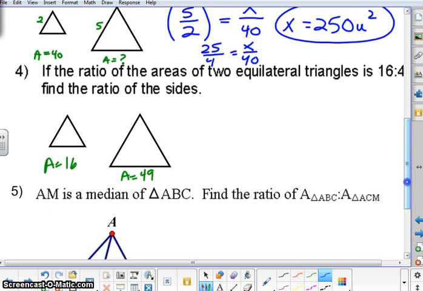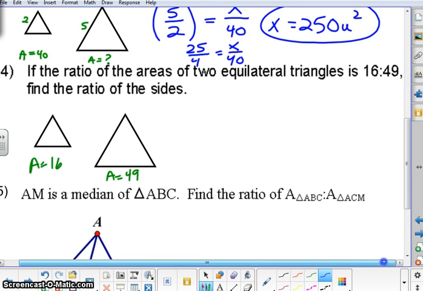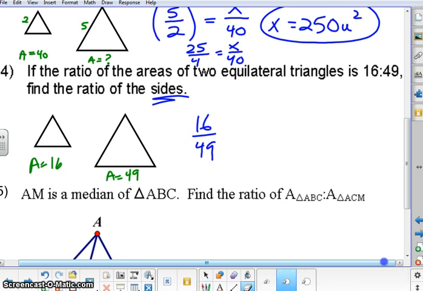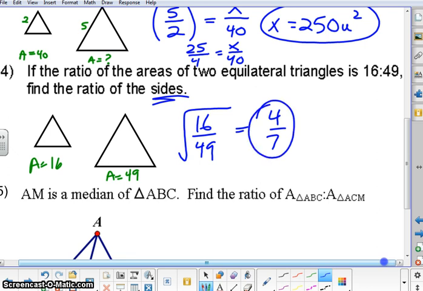Okay, and then on the next one, they are giving us that the areas this time are 16 and 49. And so if we want to find the ratio of the sides, we would take 16 over 49 and just go ahead and take the square root of it. So I can get rid of that parenthesis, take the square root of both of those, and so the ratio of the sides has to be 4/7.